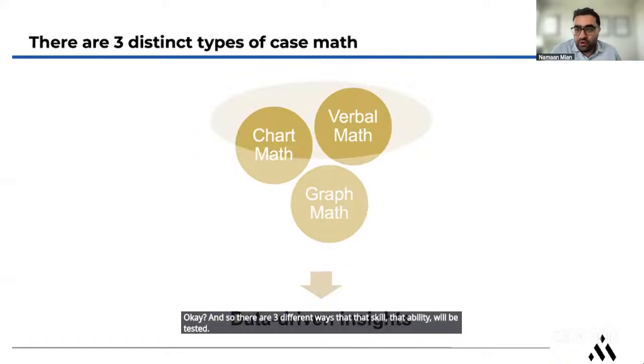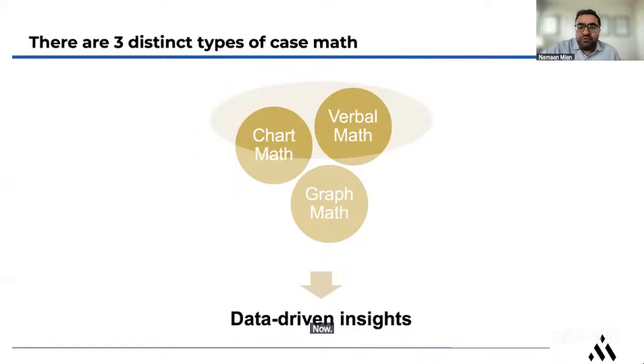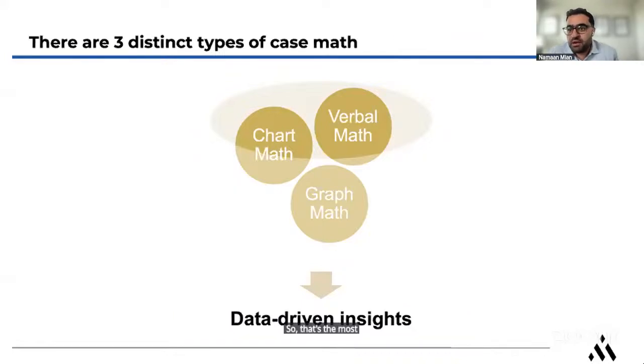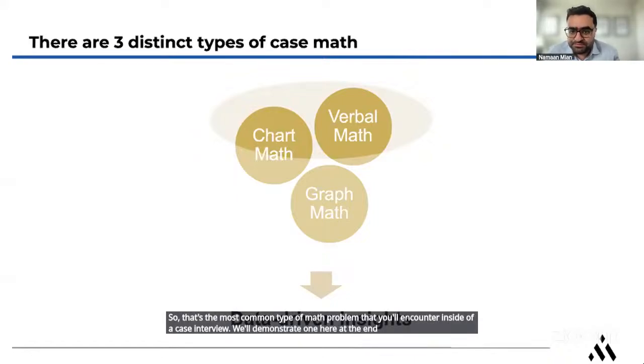There are three different ways that ability will be tested. Number one, it's verbal math. Think of verbal math like a word problem. This tests your listening skills and your verbal comprehension skills. I'm not showing you an exhibit or a chart. I am just reading a math problem out to you, and you have to listen for what's important. You have to be able to take notes. You have to understand what we're trying to solve for. That's the most common type of math problem that you'll encounter inside of a case interview. We'll demonstrate one here at the end of our session.